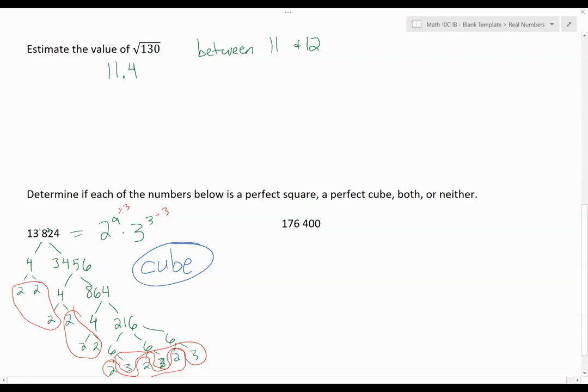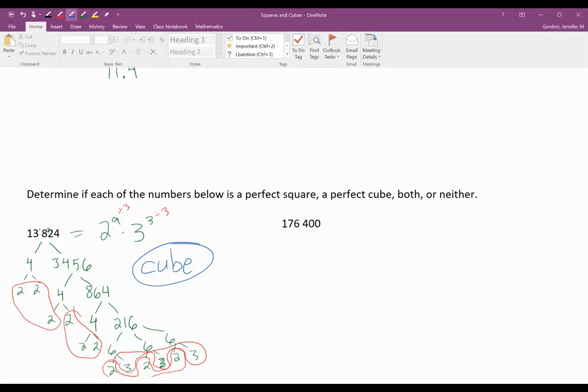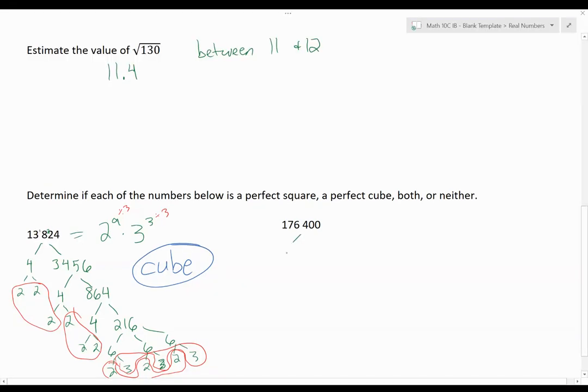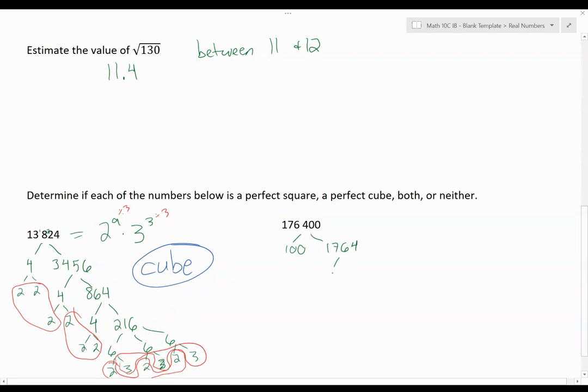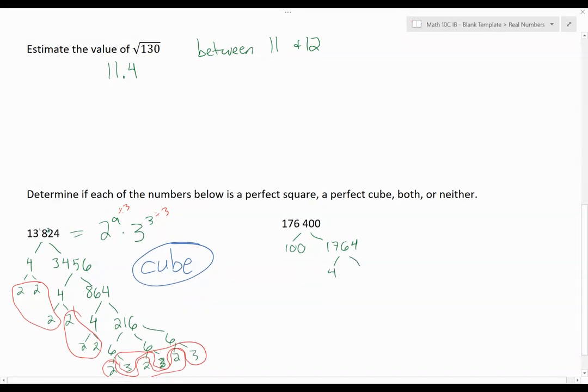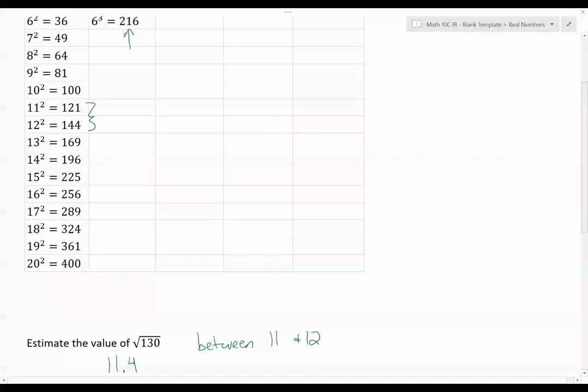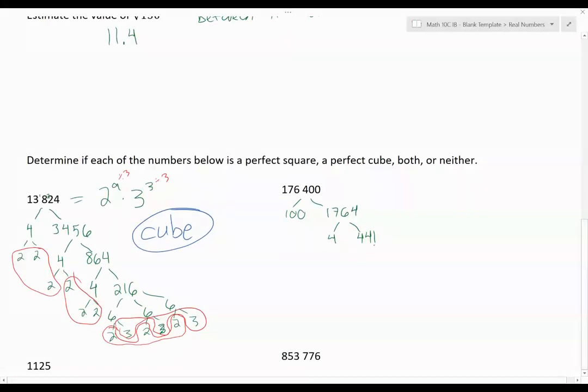176,400, well, I can see that that's obviously divisible by 100, so I'm going to start there. So I've got 100 times 1764. 64 is divisible by 4, so I know I can divide this by 4. And when I do, I get 441. 441 is another one of the numbers that I recognize. So 441 shows up. Oh, it's actually not on my list because it's the next one right after it.